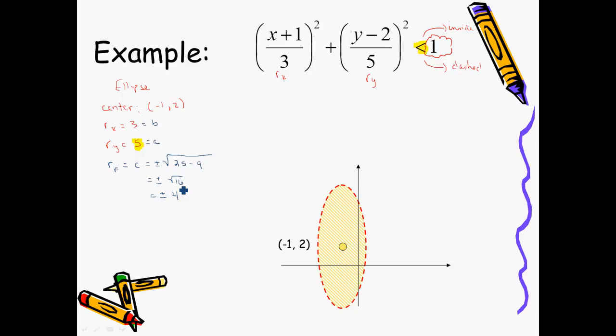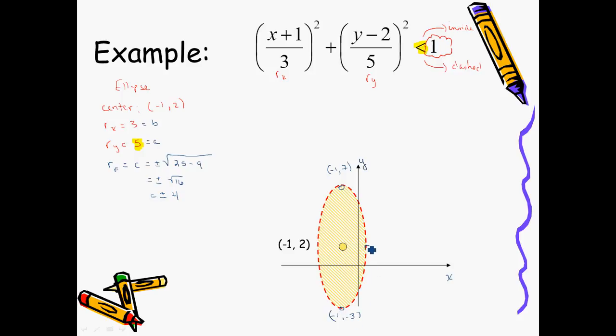So there's my graph, my x and y axis labeled. My center is negative 1, 2. I'm longer in the y direction. My major axis is parallel to the y axis. My vertices are negative 1 and 2 plus 5, which is 7, and negative 1 and 2 minus 5, which is negative 3.